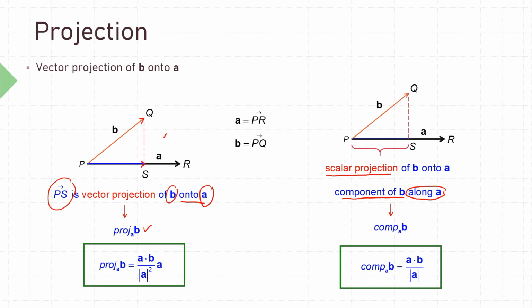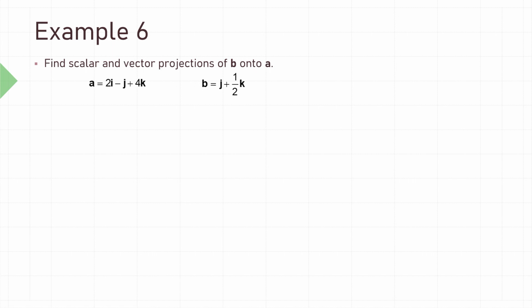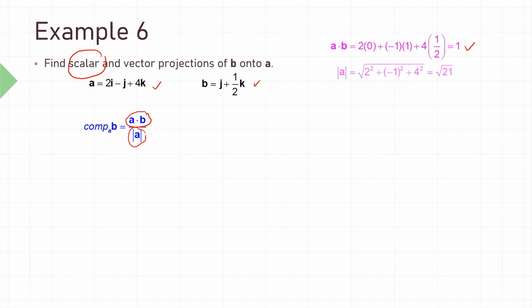So let's see how to use this formula. For example 6, which is the last example in this video, we need to find the scalar and vector projection of B onto A. We are given two vectors here. Let's say we want to find the scalar projection first. This scalar projection is the component of B along A, which is given by this formula. We need to find the dot product of A and B, and the magnitude of A. Therefore we have this dot product and the magnitude of A, which is square root 21. We just need to plug it into this formula, therefore we get 1 over square root 21.